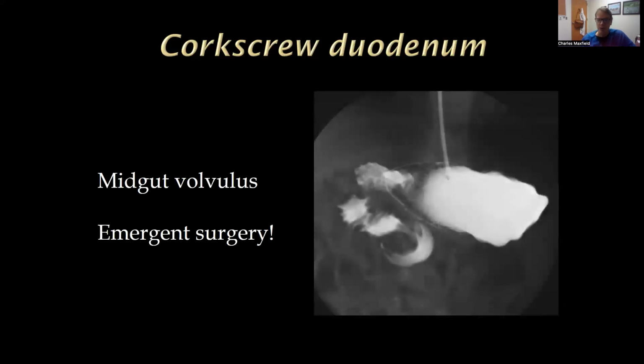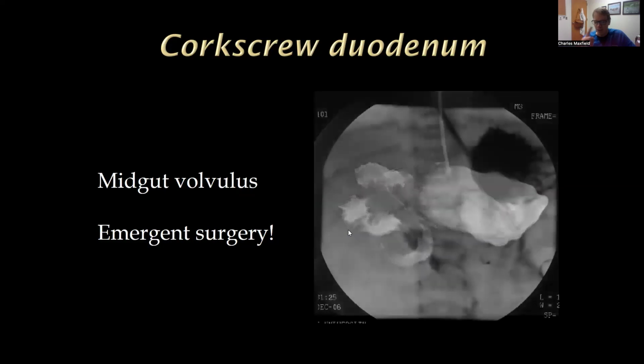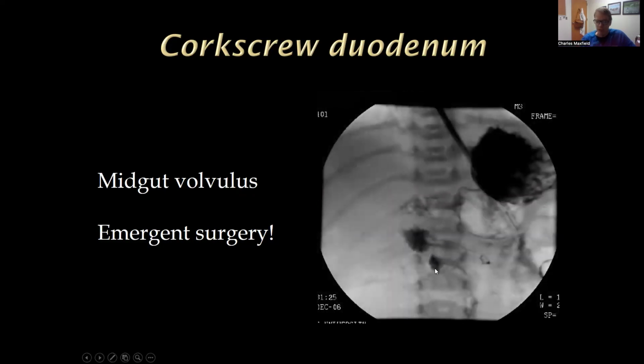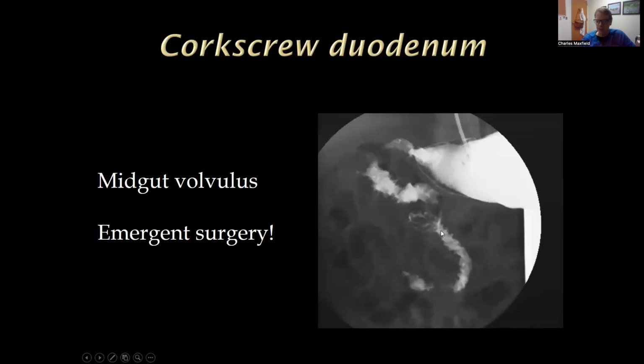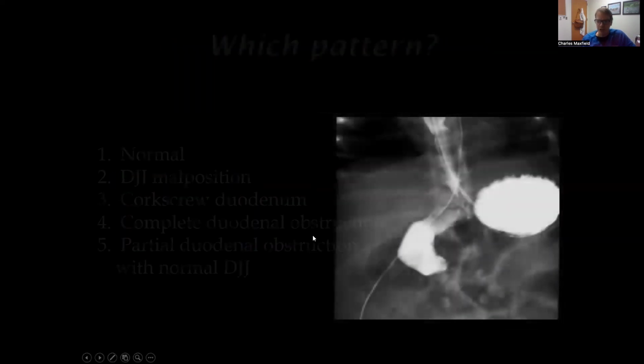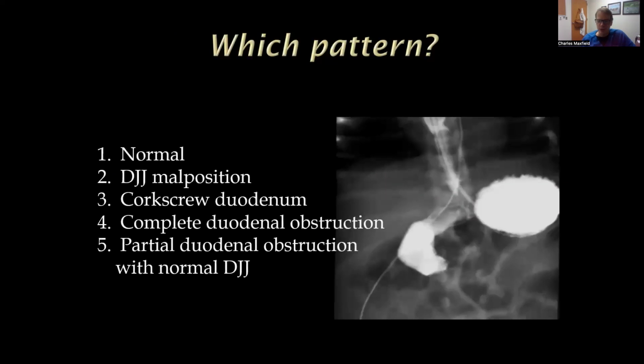Because it's such an important pattern, this corkscrew duodenum, I'll show you several more examples here, duodenum kind of, again, spiraling down like a corkscrew to the right of the midline or maybe over the midline here. Another one here. And lastly, this one here. Corkscrew duodenum equals volvulus on an upper GI. So here's your next pattern.